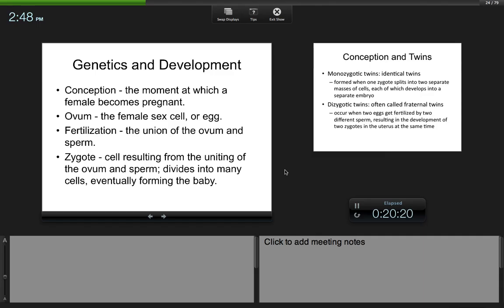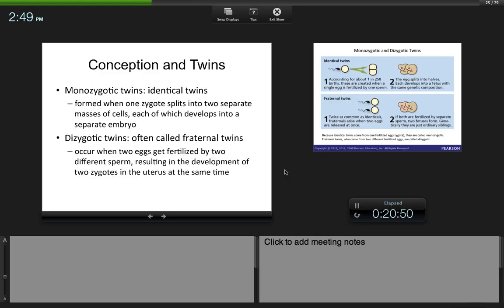So fertilization is the union of the ovum and sperm. The zygote is the cell that results from this unification, from the fertilization of the sperm with the ovum. It's a cell, and it starts to divide into many cells, and eventually it forms the baby. So one cell becomes 2, those 2 become 4, and so on. Zygote, that cell that results from this uniting.